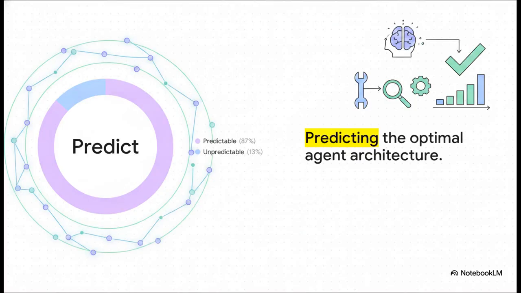Truly understanding these concepts is a total game changer. Google actually developed a predictive model and found that just by looking at the properties of a task, like how many tools it requires and how sequential it is, they can determine the absolute optimal agent architecture 87% of the time. Building AI systems is rapidly transitioning from a guessing game into a highly predictable science.